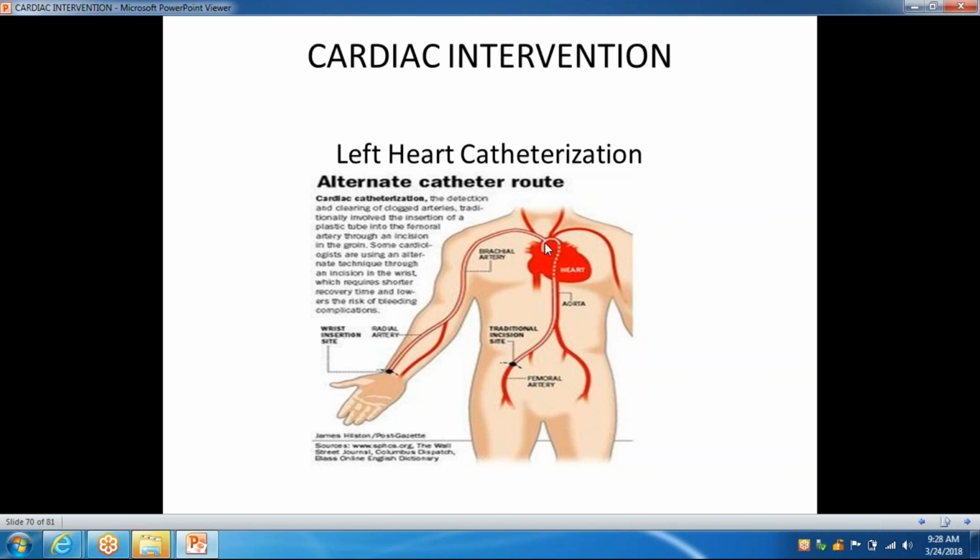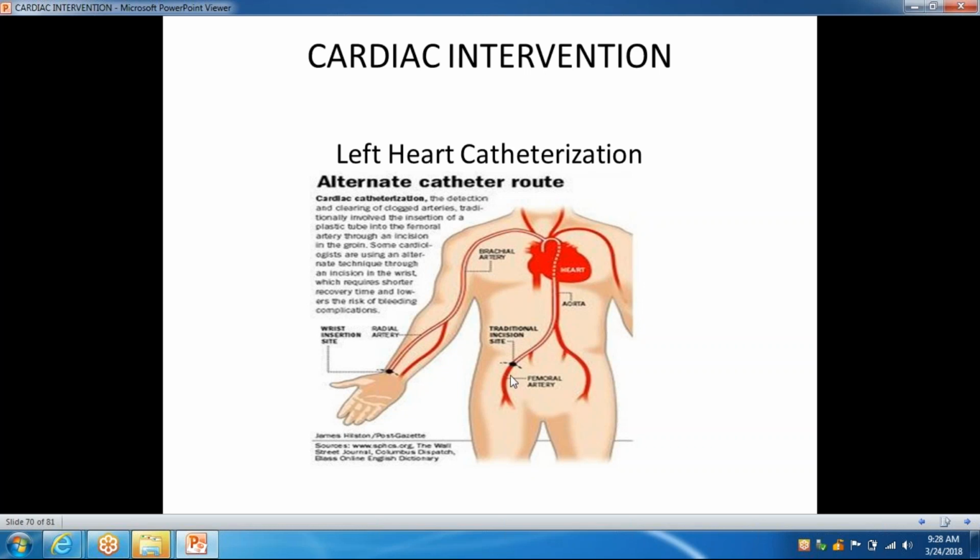Because remember that the coronary vessels come off the aortic cusp. The right coronary artery comes off the right coronary cusp. The left main coronary artery comes from the left coronary cusp. So from our right radial approach, you go through the radial artery, the brachial artery, straight up to the right subclavian and into the aorta, and then you can cannulate your coronary vessels.